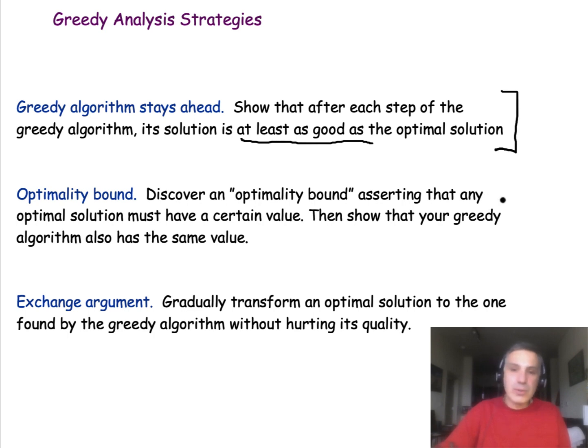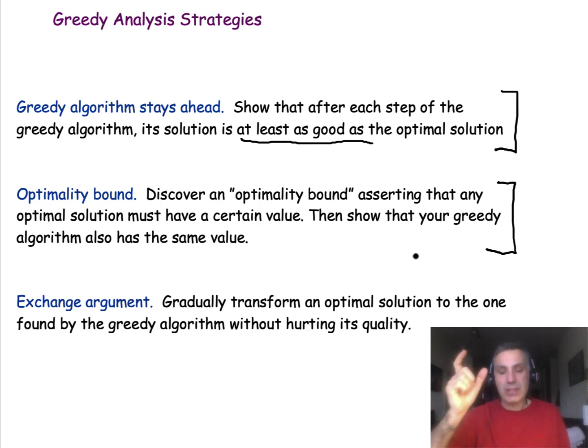Another approach is to show that any optimal solution actually achieves a certain optimality bound, and then to show that the greedy algorithm actually achieves the same bound. So in that case, the greedy algorithm should also be optimal because it has the same value, it gives you the same quality of solution that you would get from an optimal solution. We will also see this approach later today in the context of a problem called interval partitioning.